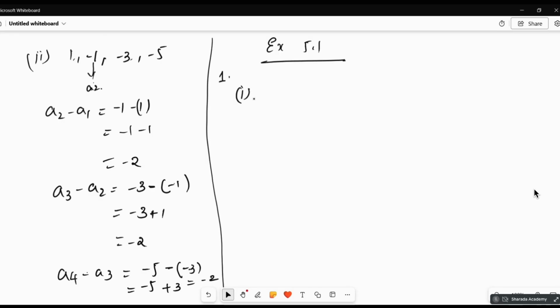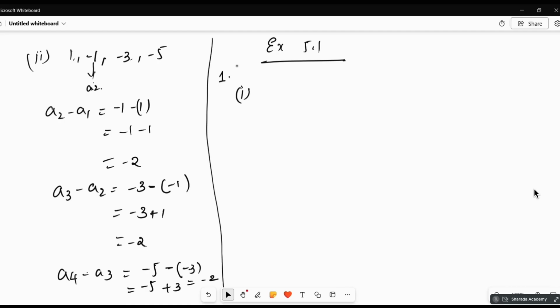Then we'll start with the exercise. Exercise 5.1, first question. In which of the following situations does the list of numbers involved make an arithmetic progression, and why? The first one, the taxi fare after each kilometer, when the fare is rupees 15 for the first kilometer and rupees 8 for each additional kilometer.